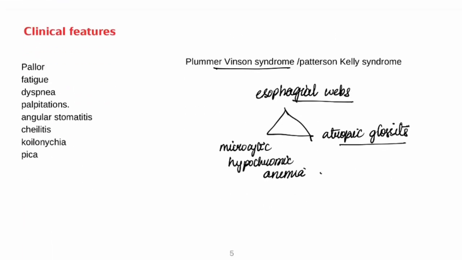Clinical features. A patient presents with pallor, easy fatigability, dyspnea, shortness of breath, palpitations, angular stomatitis, cheilitis, koilonychia and pica. Whenever we talk about iron deficiency anemia, Plummer-Vinson syndrome comes into the picture. Plummer-Vinson syndrome is also known as Paterson-Kelly syndrome. There is a triad in Plummer-Vinson syndrome: esophageal webs, atrophic glossitis and microcytic hypochromic anemia.